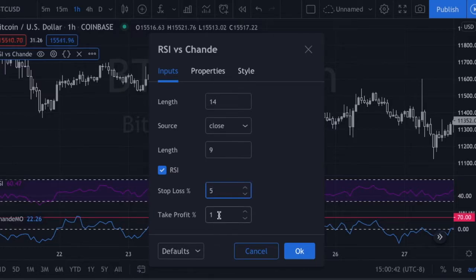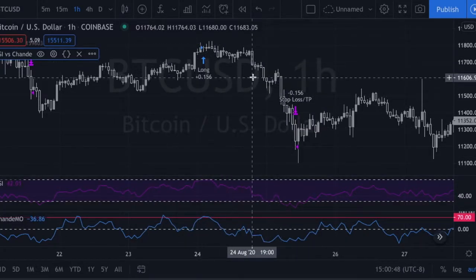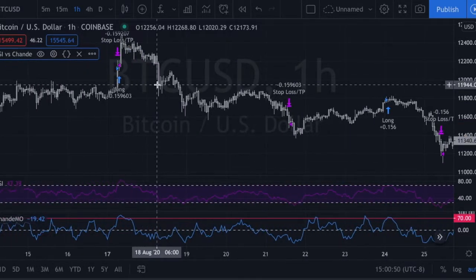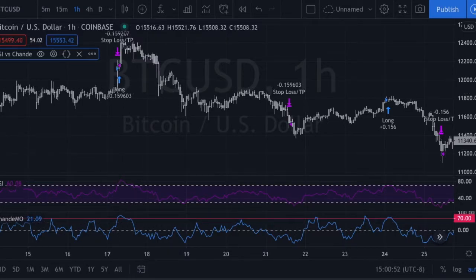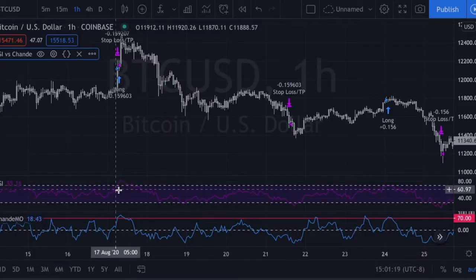Let's move this up to 5%. 5% stop loss, 5% take profit. Let's see what happens to the price when we give it more time to breathe and we're basically going to be in the trades a lot longer. Okay, so we're actually doing a lot better, right? Now we're up 111% rather than only up 32%. So that's not bad. Over 160 trades, 0.7% per trade. So it's not terrible. All in all, that's just testing with the 70.